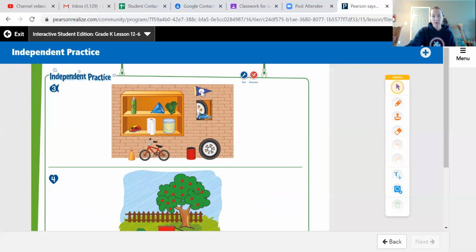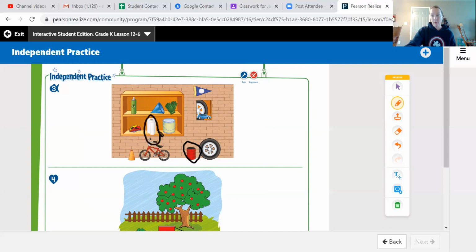Is this shaped like a cylinder? No. Is this one shaped like a cylinder? No. Is this tire shaped like a cylinder? No. Is this barrel shaped like a cylinder? Yes. So we are going to go ahead and circle the barrel. Is this bicycle shaped like a cylinder? No. Is the cone shaped like a cylinder? No. The helmet? No. Roll of paper towels?